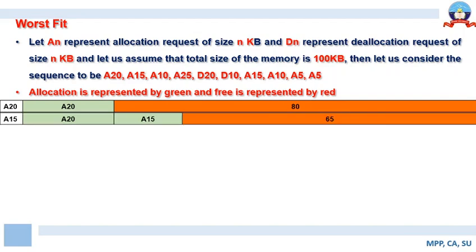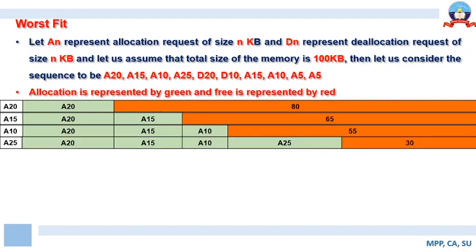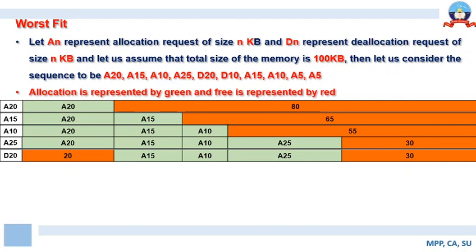Then we have an allocation request of 15 kilobytes, so now we have 65 kilobytes of free address space. Then an allocation request of 10 kilobytes, leaving 55 kilobytes free. Then an allocation request of 25 kilobytes, leaving 30 kilobytes free. And then a deallocation request of 20 kilobytes. Upon deallocating 20 kilobytes, we have two holes of size 20 and 30, which can be utilized to allocate memory to the requesting process.